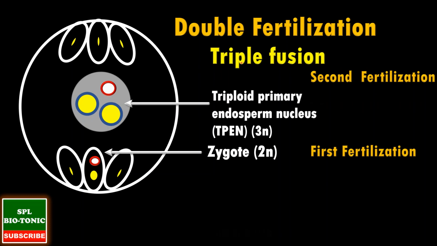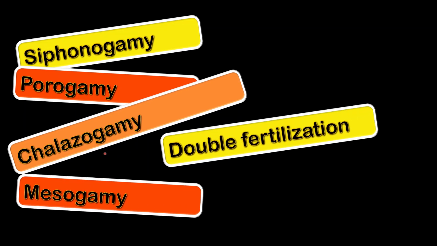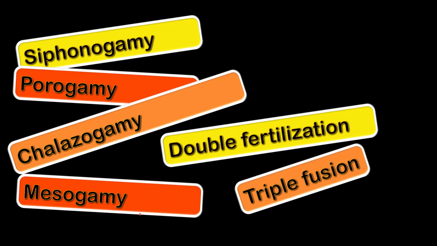So students, I hope you are clear with the concept of double fertilization and triple fusion in angiosperms. Even we talked about the terms such as siphonogamy, porogamy, chalazogamy, mesogamy. So students, try to understand and remember these terms. I hope you are clear with all these concepts.